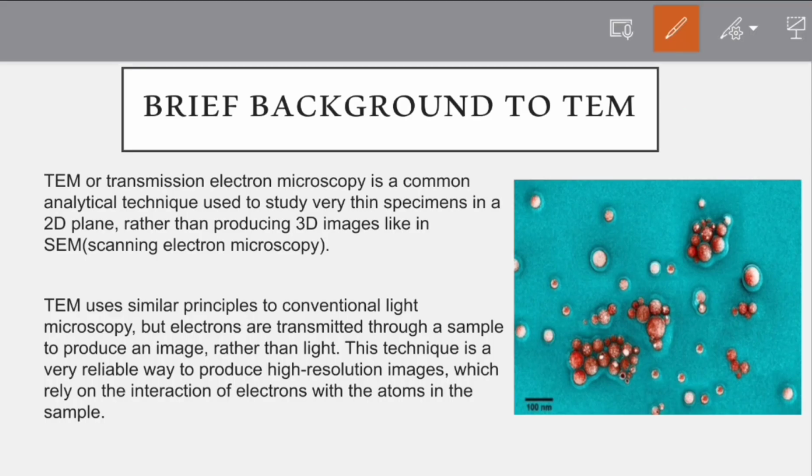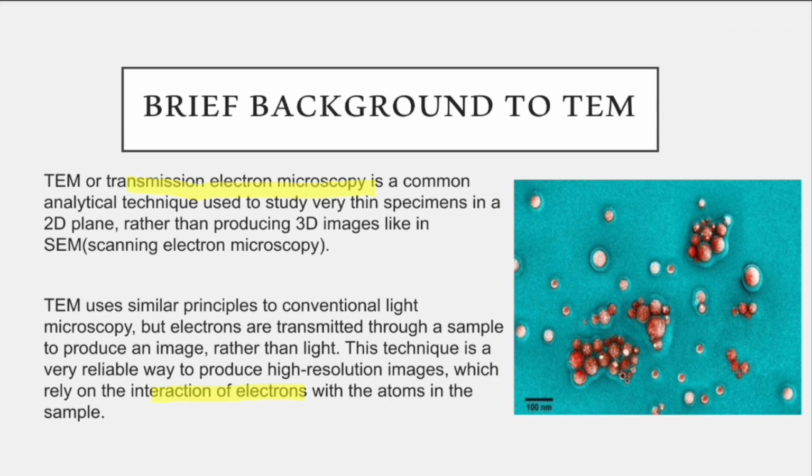Starting off with a brief background to TEM. TEM, or transmission electron microscopy, is a technique which is a reliable way to produce high resolution images, which rely on the interaction of electrons with the atoms in the sample. TEM uses similar principles to conventional light microscopy, but electrons are transmitted through a sample to produce an image rather than light.